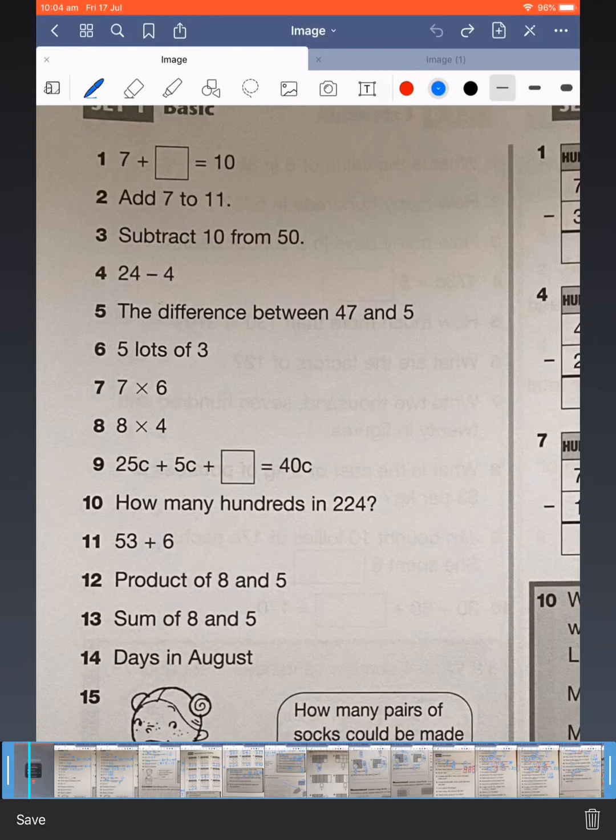All right, number 2, add 7 to 11. In this situation, I would start with the bigger number and then add on. So the answer is 18.